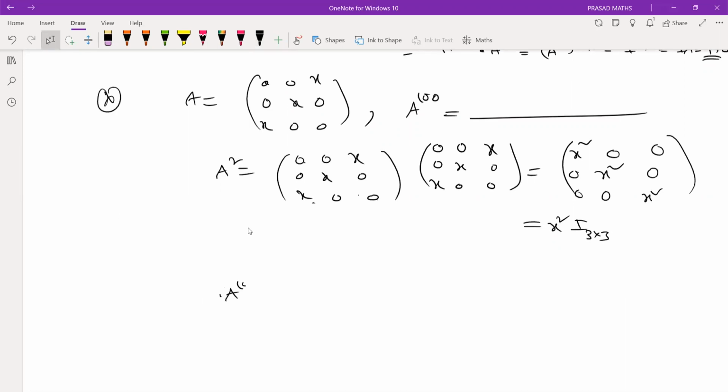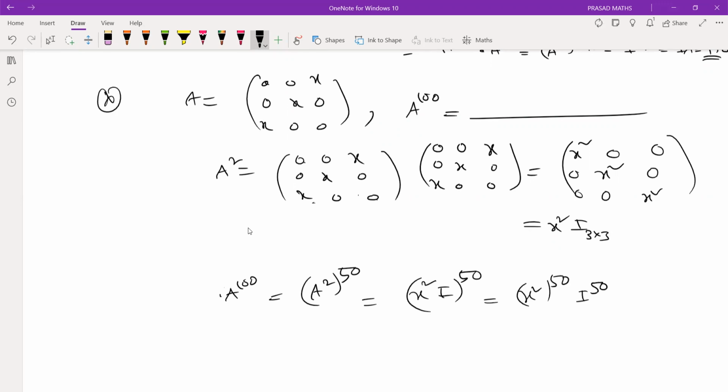But I require to find A power 100. So this can be rewritten as (A square) in whole power 50. But you know that A square is actually what? (x square into I) whole power 50. This can be rewritten as (x square) whole power 50 into I power 50. Right? So that means x power 100 into I power 50, which is I.